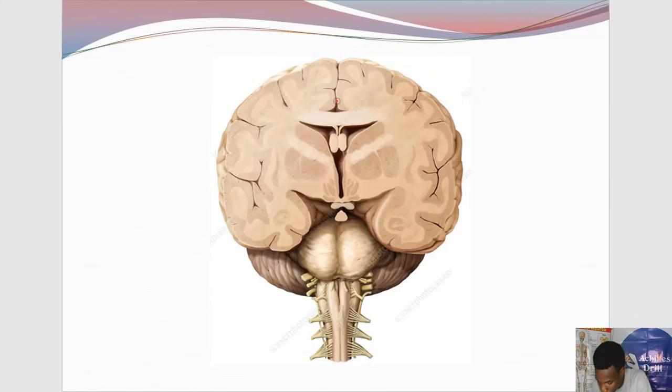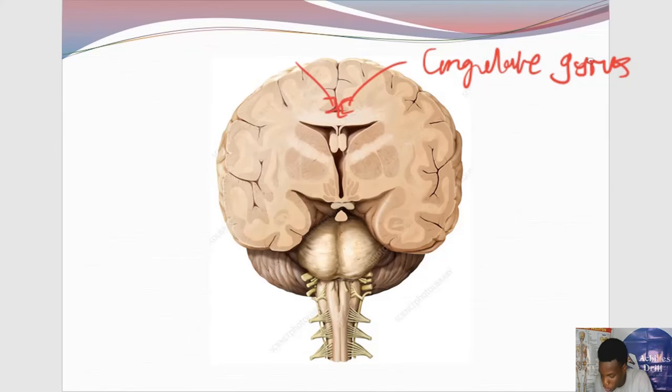There is a gyrus residing above the corpus callosum right here. Remind me what that gyrus is. The cingulate gyrus. Okay, the cingulate gyrus. You should be recognizing these structures by now.